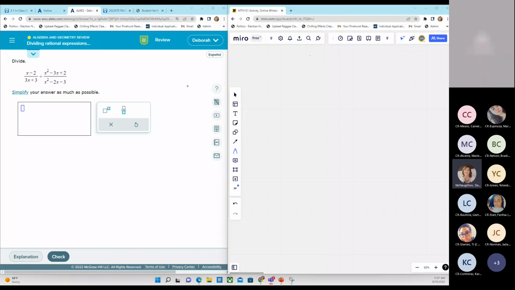Expressions involving quadratics with the leading coefficient of 1. So our problem is x minus 2 divided by 3x plus 3, divided by x squared minus 3x plus 2, over x squared minus 2x minus 3.